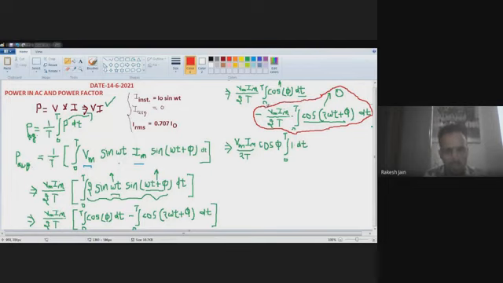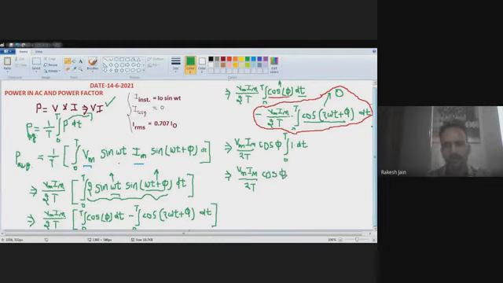So only the first term remains, in which cos phi behaves as a constant. That's why I take it outside. First of all, let me complete this. After this, Vm Im divided by 2T will be there, and cos phi will be as it is, because it is outside the integration.